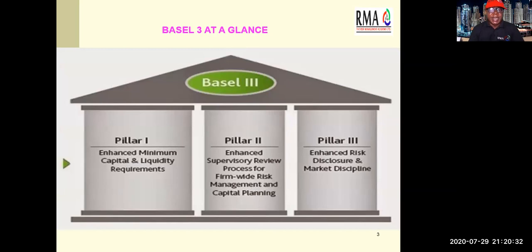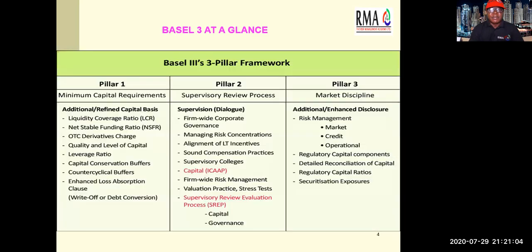And so you will see enhanced minimum capital and liquidity requirements under Pillar 1, enhanced supervisory review process for firm-wide risk management and capital planning, what you might also refer to as ICAAP, internal capital adequacy assessment process. And then, of course, Pillar 3, which has to do with risk disclosure and market discipline. That is the issue of transparency. So this is the Basel III at a glance. We can further break this down or calibrate in order to see what the details are.